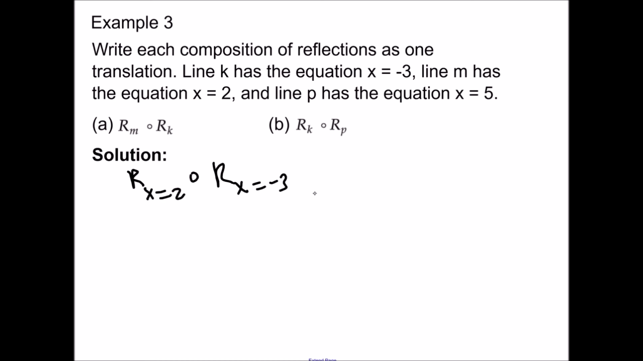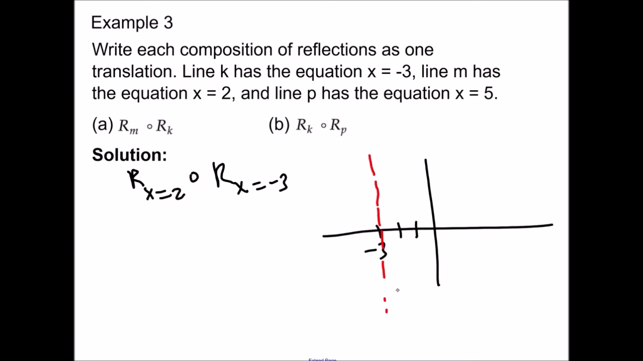So really, this means that you're going to be doing this first, right? This is the first one, and then this is the second one, followed by that. So let's just draw what's going on here. So we have 1, 2, 3, that's -3. So this is the line x equals -3. It's a vertical line that cuts through the x value of -3. And then we have an x value of 2 for the second line. Okay, so those are my 2 lines.